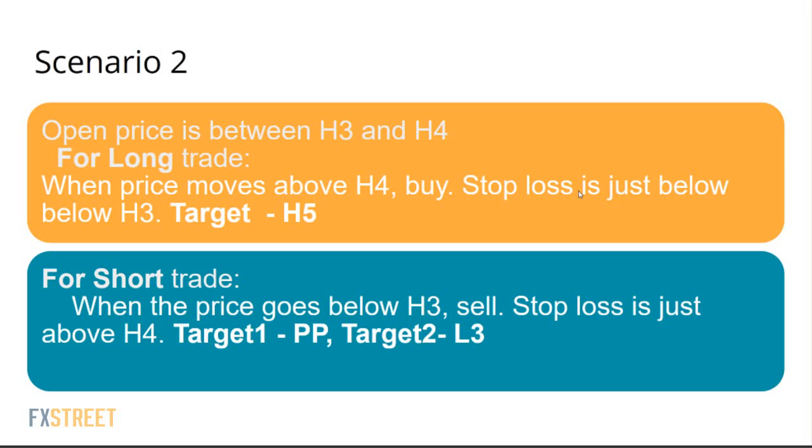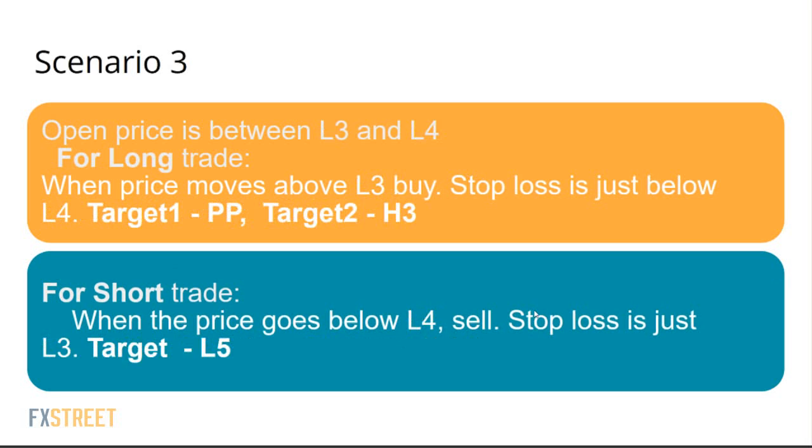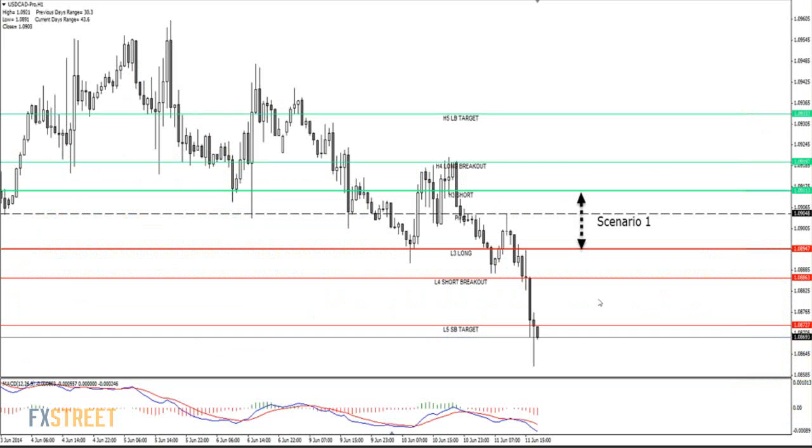But we also have another scenario when the price opens between H3 and H4. For long trades, when price opens between H3 and H4, when price moves above H4, we buy. Stop loss is just below H3, target is H5. For a short trade, when the price goes below H3, we sell, and stop loss is just above H4. This is the second scenario.